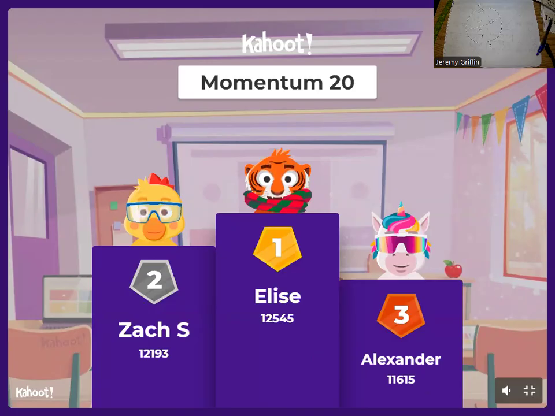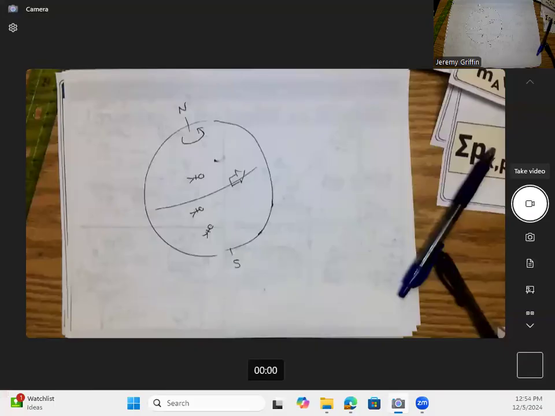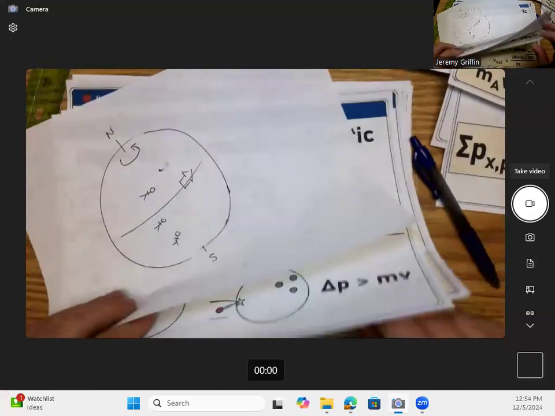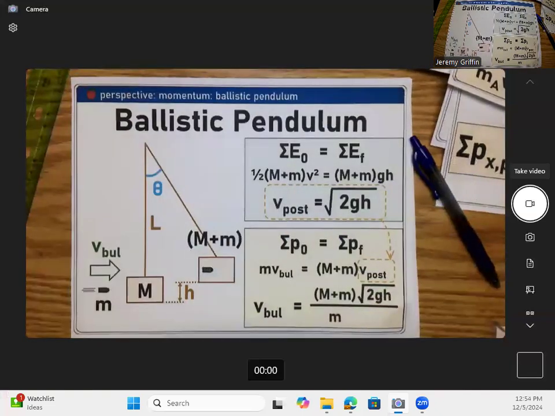Nice job. All right, you guys good with those Kahoot questions? All right, so there's one more thing I want to do with you guys today, which is let's solve one of these ballistic pendulums. There it is, ballistic pendulum.